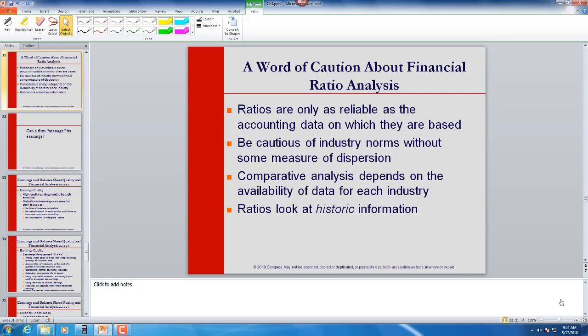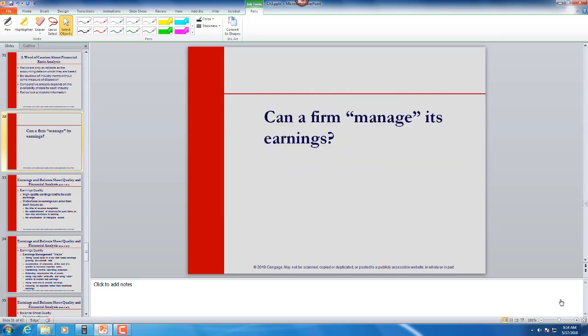Comparative analysis depends on availability of data for each industry. That also is true. And ratios look at historic, not futuristic information. All these are true. But despite all this, it is possible that it will work out. Now, what do you mean by managing your earnings? Managing your earnings basically means, to use a phrase, window dressing.